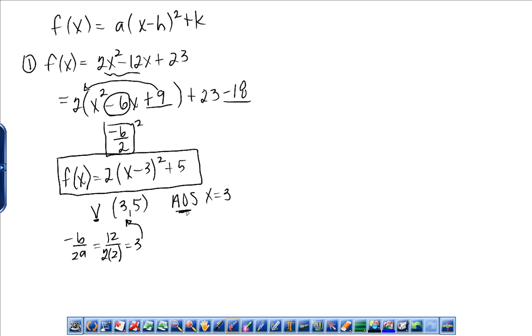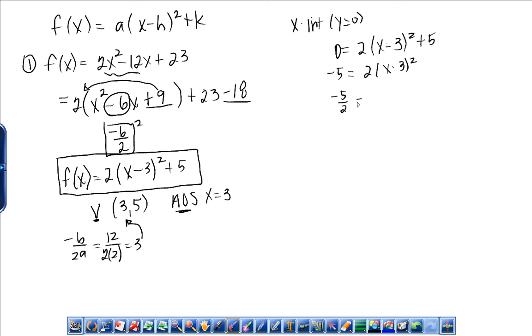I'm also going to find your x-intercept, because I am eventually going to graph this. On an x-intercept, I know that y is equal to 0. It's not going to matter if you use your original or your vertex form, just whichever one you like the best. I'm going to go ahead and use vertex form. So negative 5, 2 equals 2, x minus 3. Divide by 2, so that's negative 5 halves is equal to the quantity x minus 3.